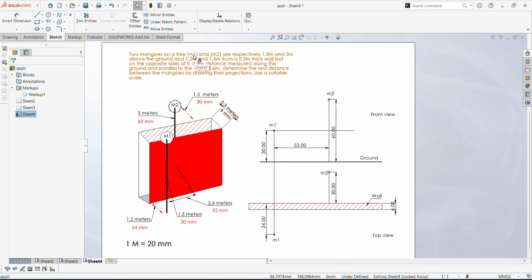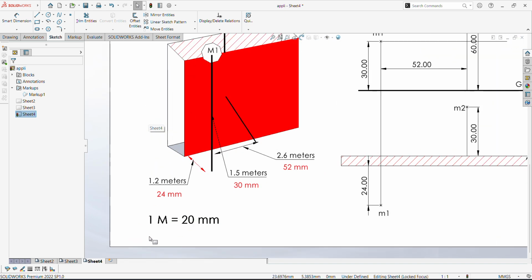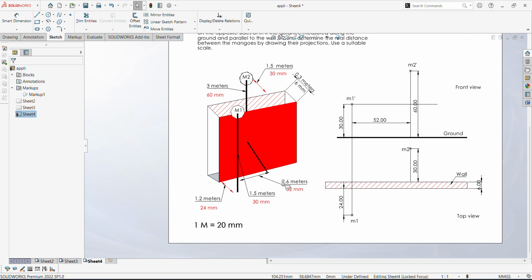And they've said that mango 1 is 1.5 meters above the ground. So I can take the relative positions of mango 1 and mango 2 with the wall arbitrarily, which means mango 1 is on one side of the wall and mango 2 is on the opposite side of the wall, right? So this is one side of the wall and mango 1 is 1.5 meters above the ground. This is the ground, correct? This is the elevation of mango 1 with respect to the ground. Mango 2 is 3 meters above the ground. Now I have taken the scale as 1 meter equals 20 mm. So 1.5 meters becomes 30 mm and 3 meters becomes 60 mm above the ground for mango 2, correct?